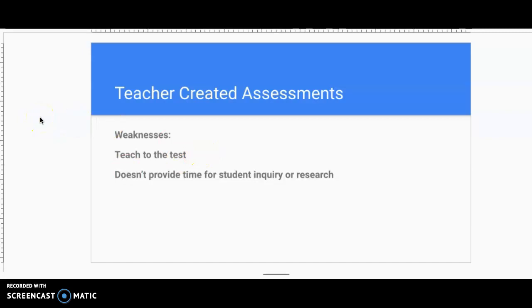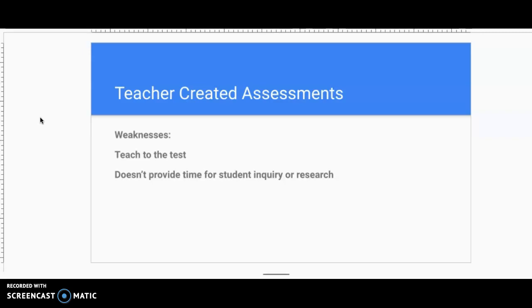Some negatives there with teacher-created assessments. Sometimes if we create our own assessments and know exactly what they say, we end up teaching to the tests just so our students do well in the common summative assessment. And sometimes, we as teachers can get lost in that, and we don't really provide a whole lot of time for student inquiry, student research.